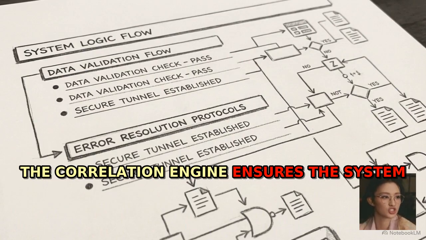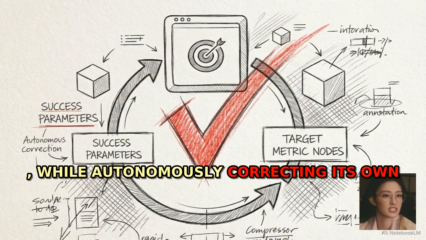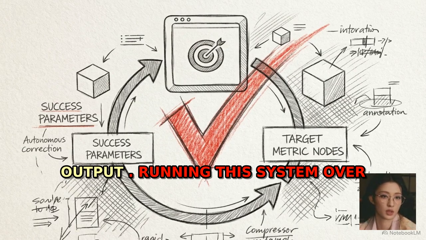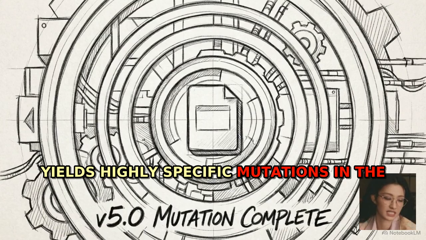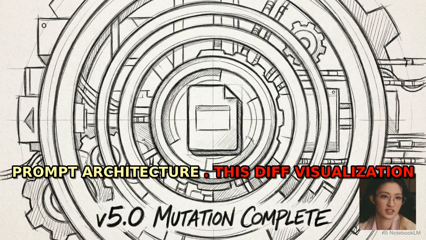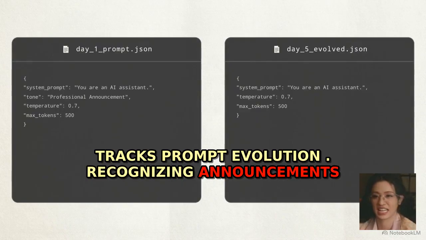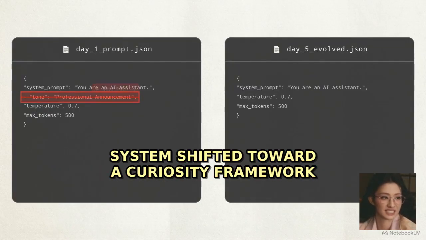The correlation engine ensures the system continuously refines the text it generates, while autonomously correcting its own definition of what constitutes a successful output. Running this system over 5 complete 24-hour cycles yields highly specific mutations in the prompt architecture. This diff visualization tracks prompt evolution. Recognizing announcements yielded poor empirical results, the system shifted toward a curiosity framework.